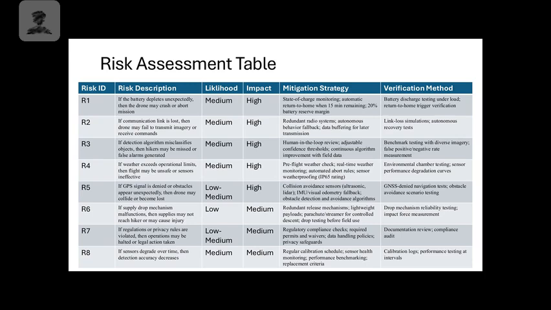If the detection algorithm misclassifies an object, then we might miss the real hiker and waste time chasing false alarms. For each risk, we rate the likelihood and the impact as low, medium, or high. Then we add a proposed mitigation and planned verification method.